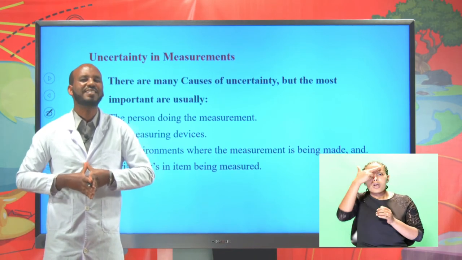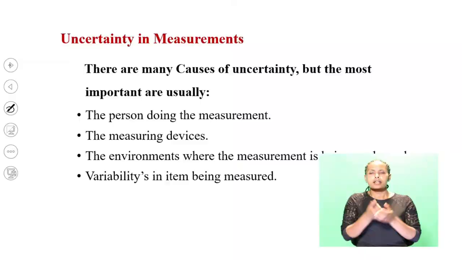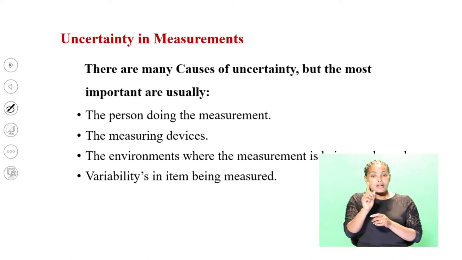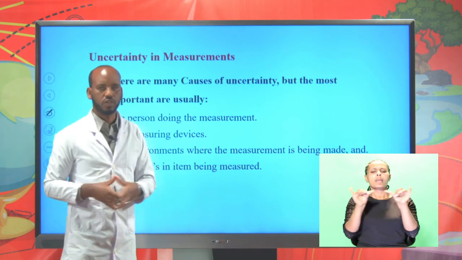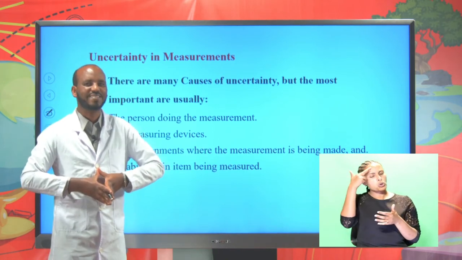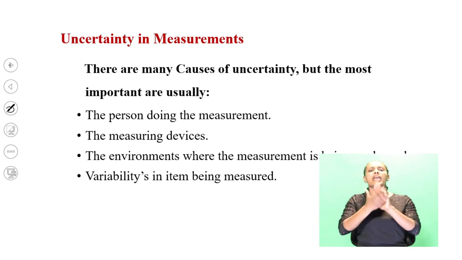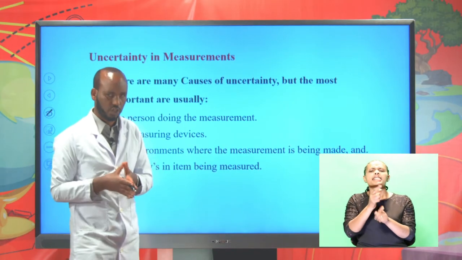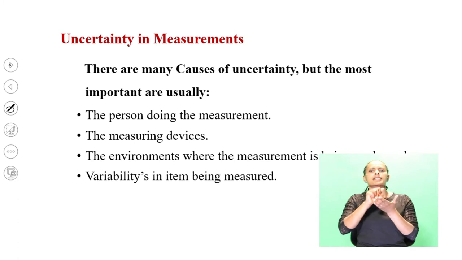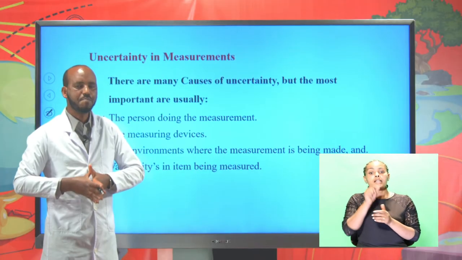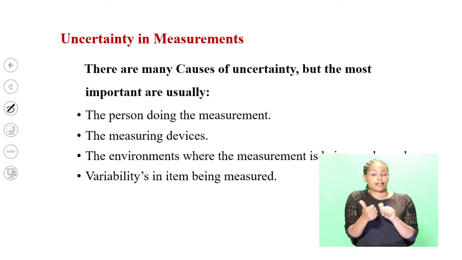Therefore, what are the causes of uncertainty? There are many causes of uncertainty, but the most important are usually: one, the person doing the measurement is one cause of uncertainty. Two, the measuring device itself is a cause of uncertainty in measurement. Three, the environment where the measurement is being made is also a cause for uncertainty. Four, variabilities in the item being measured. These are some causes of uncertainty. Therefore, numbers obtained by measurements are always uncertain. They have some uncertainty.